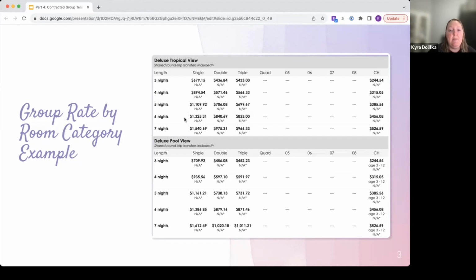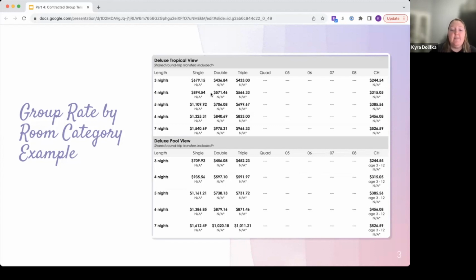That is going to be the cost for that single person to stay for 6 nights in the deluxe tropical view room, okay? Now, let's say you have 2 people staying for 4 nights, 2 adults specifically. So let's look at the double rate again. Let's go down to the 4 nights. So it's going to be $571.46 per person. So you're going to multiply that times 2 for those 2 people to stay 4 nights, okay? So that is how you read this chart. Let's go over one quick example.